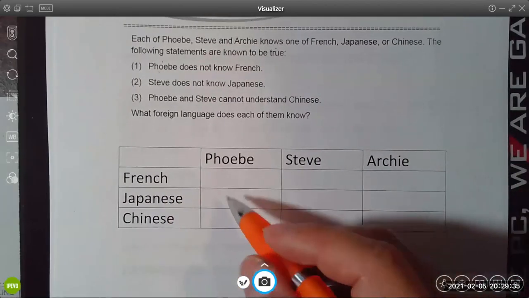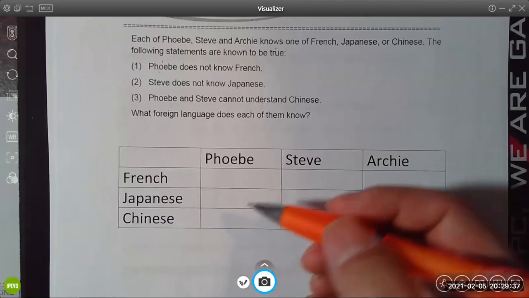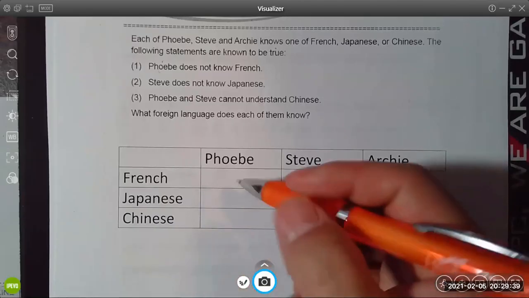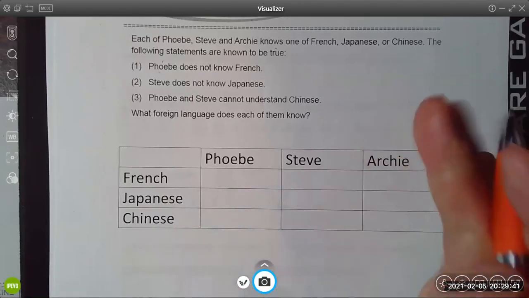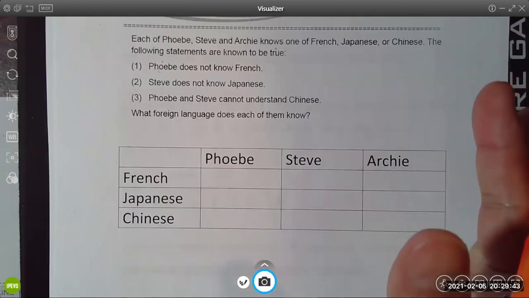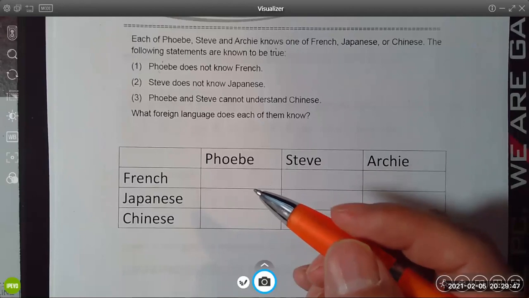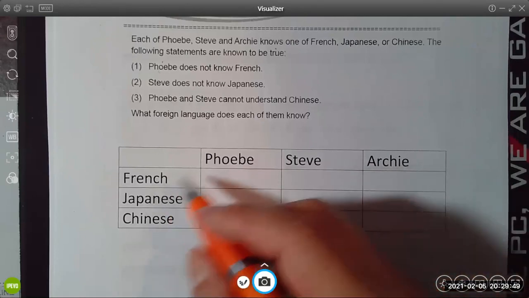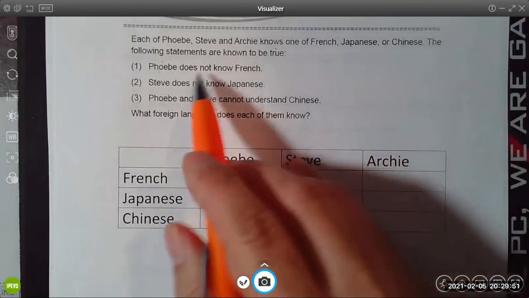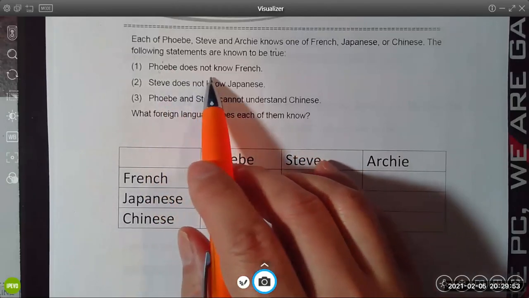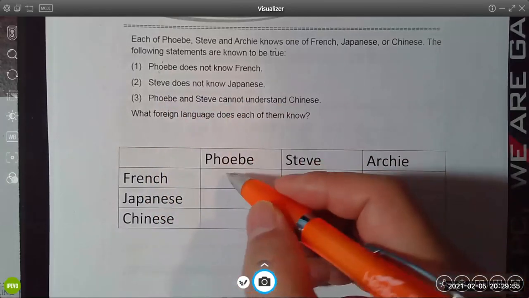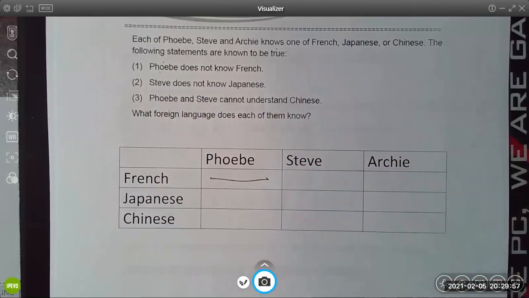Now the general approach to figure out who is doing what, who is understanding what, is try to eliminate the don't understand. It's much easier. Don't try to figure out which person understands which language directly. Try to eliminate they don't understand. Say Phoebe does not know French. Where's French? French. Phoebe, this is gone, like cross out. French for Phoebe is gone.